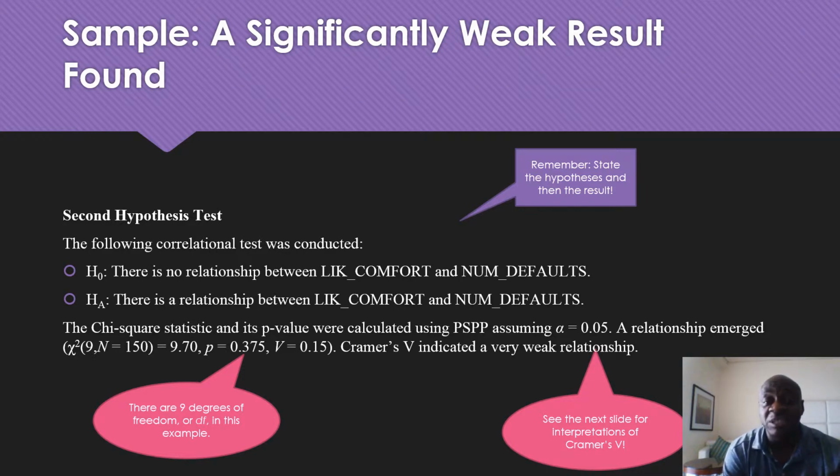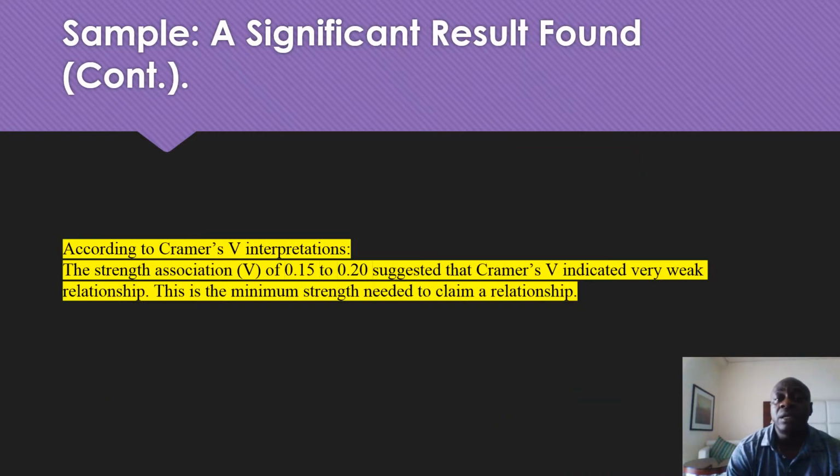A relationship emerged in this situation where bracket open x squared bracket 9 comma n equals 150 bracket close equals 9.70, comma, p equals 0.375, comma, V equals 0.15. Cramer's V indicated a very weak relationship. Now we're going to go further.